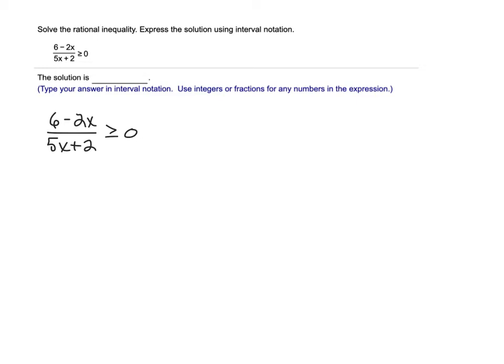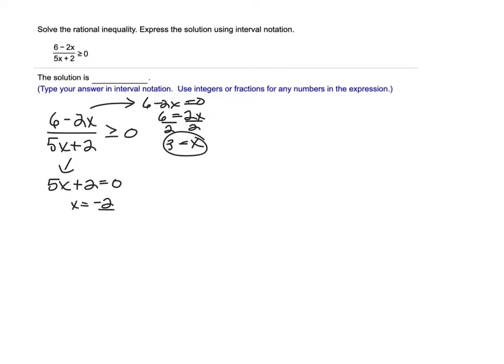So for the top one, if I set that equal to 0 and solve, that would give me 6 equals 2x. We would get x equals 3. Okay, that's for the top. And then if you set the bottom equal to 0, you would get x equals negative 2/5. These are our two boundary points. Now that we've done this, this is what we're going to plot on our number line. So let's make a number line. We have negative 2/5 and 3.